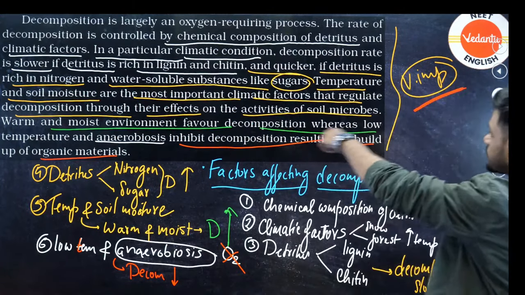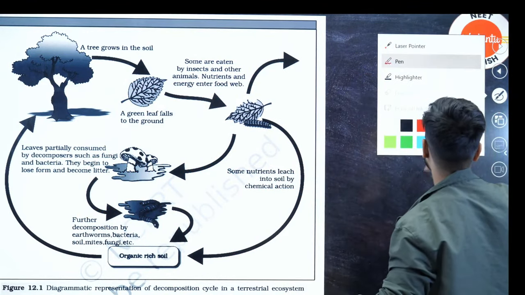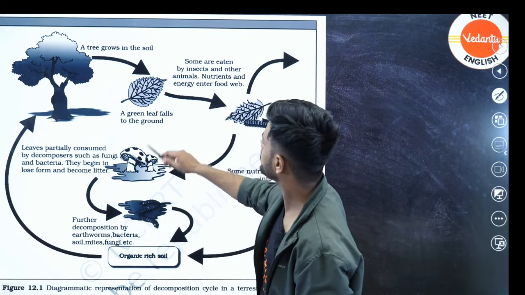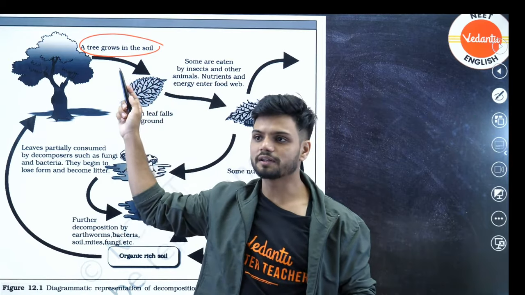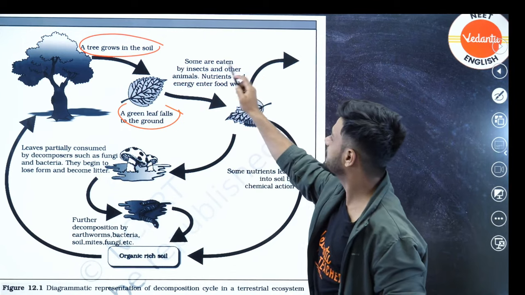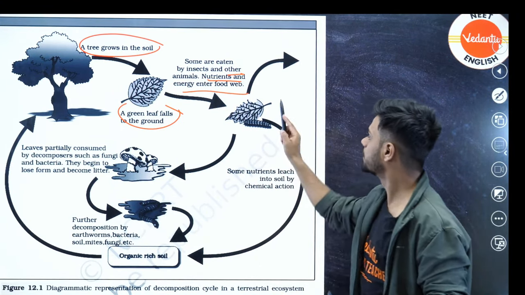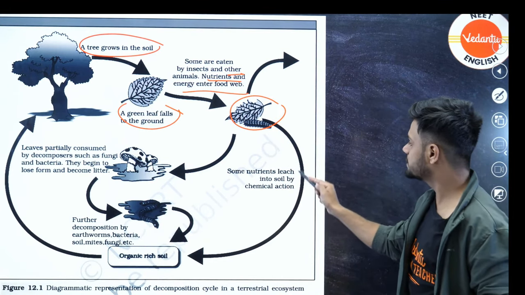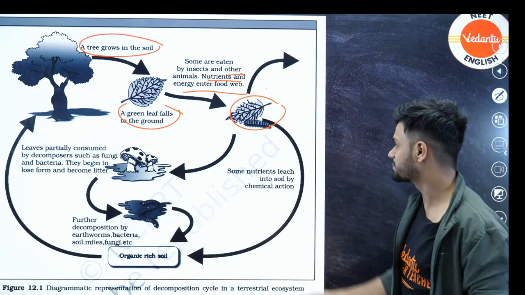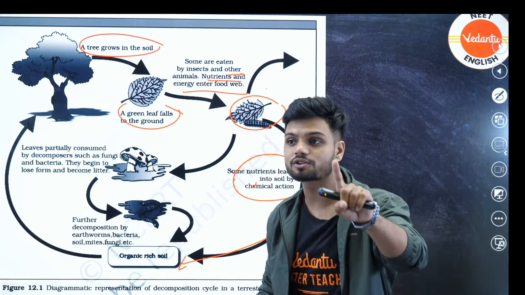Okay. Now, next, this is your entire decomposition. For example, we have a tree here. A leaf is falling on the ground. Some is eaten by the insects and other nutrients enter into the food web. This is your fragmentation. Then we have your leaching. Some nutrients directly go as unavailable salts.